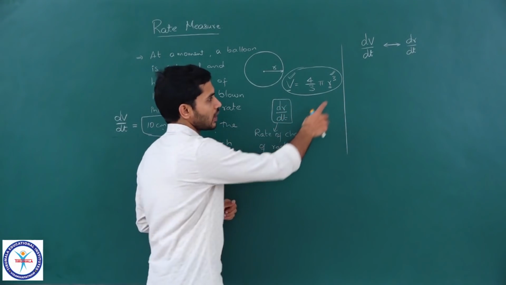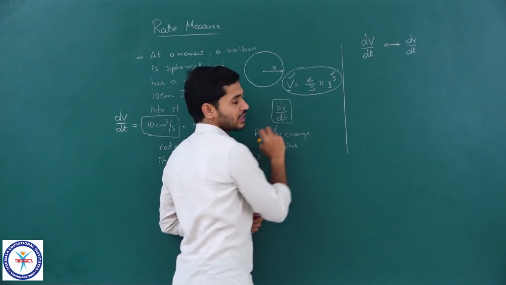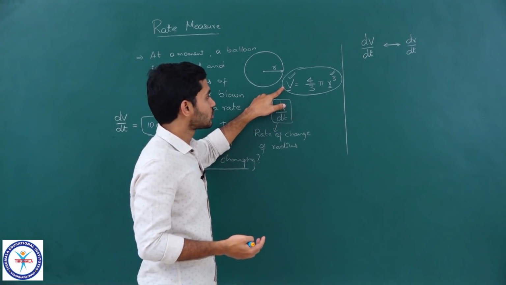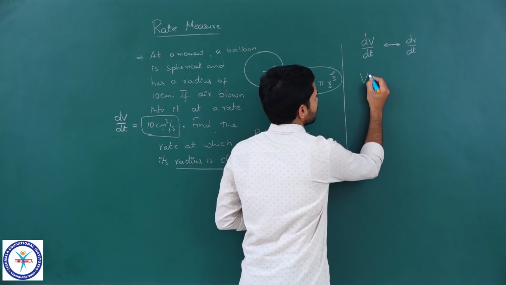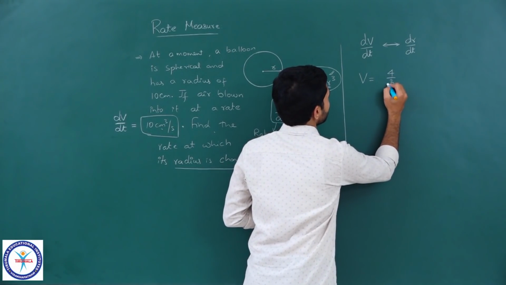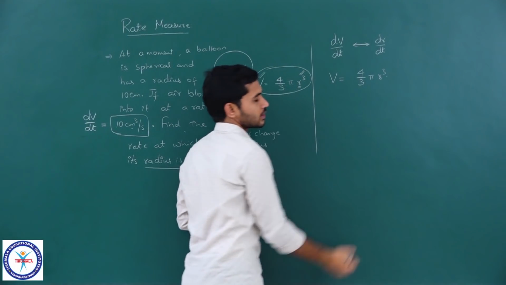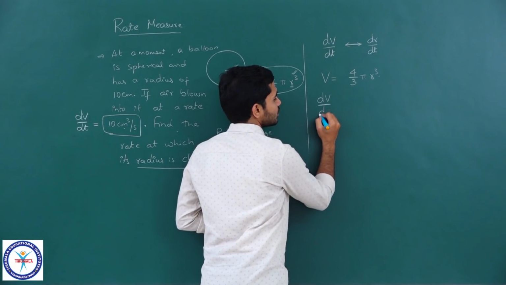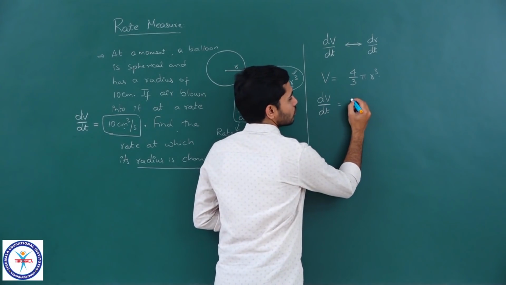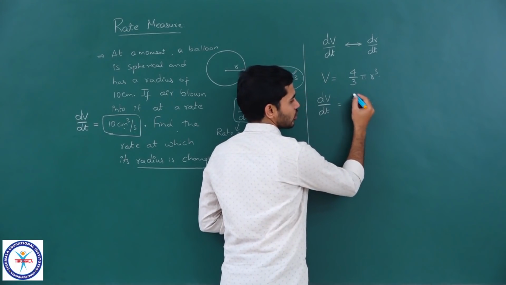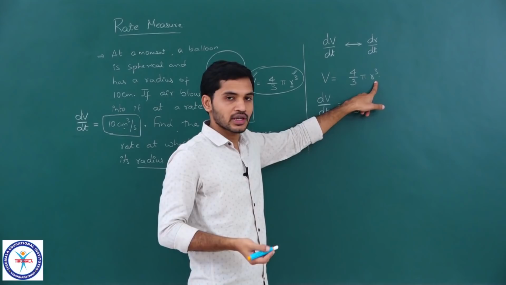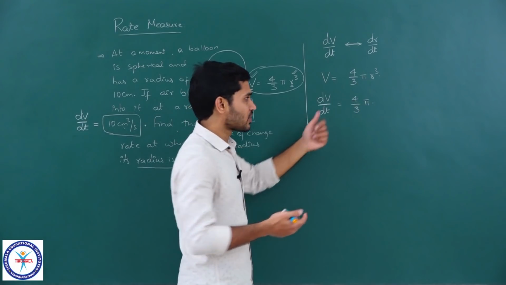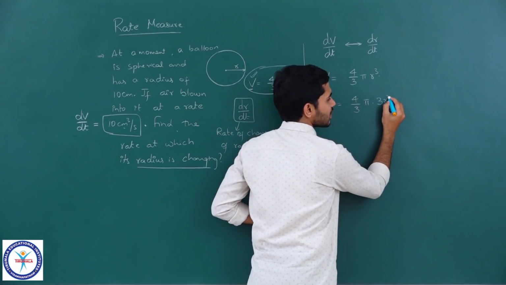So, how do we do it? How do I bring dV by dt and dr by dt from this expression? You know that I can differentiate this expression with respect to time. So, when I differentiate, I have this expression V is equal to 4 by 3 pi r cube, correct. If I differentiate this with respect to time, I would be getting dV by dt is equal to 4 by 3 times pi, which is a constant. Now I need to differentiate r cube. But remember, I am not differentiating r cube with respect to r. If I differentiate it with respect to r, I would be getting 3r square, correct?